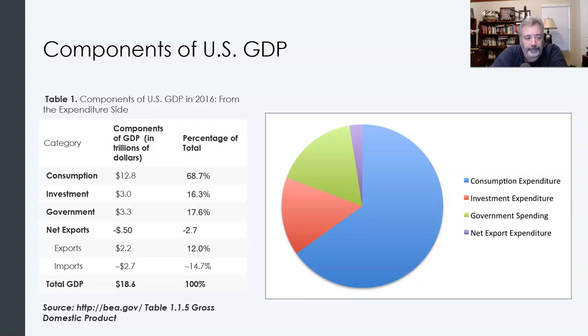0.5, 1/2. All right? Now, that's negative, isn't it? Notice that. We run a trade deficit. In other words, here's why this is important, folks.